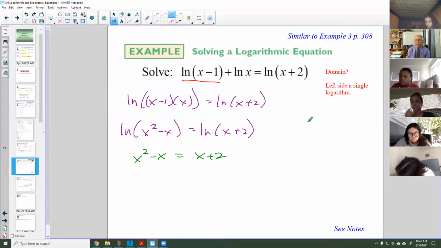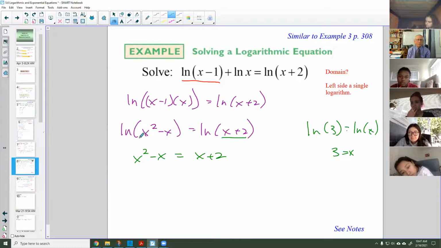It's the same thing if I had ln of 3 equals ln of x. I know that 3 would equal x. Well, I have ln of x squared minus x is equal to ln of x plus 2. So that means x plus 2 has to equal x squared minus x. Is that pretty clear to everybody? Yeah, okay, I'm seeing mostly nods.